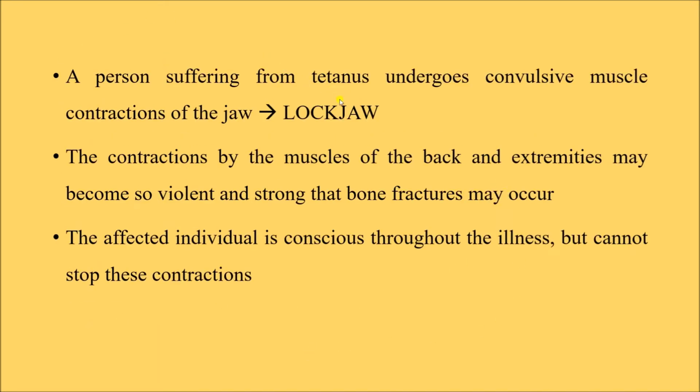A person suffering from tetanus undergoes convulsive muscle contraction of the jaw. This is known as lockjaw. The contraction of the muscles of the back and the extremities may become so violent and strong that bone fractures can also occur. The affected individual is conscious throughout the illness but cannot stop the contraction. So this is involuntary.